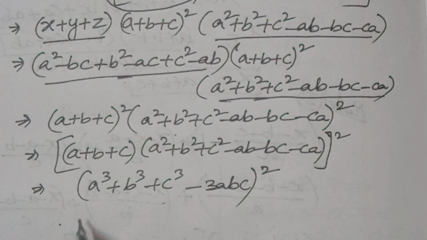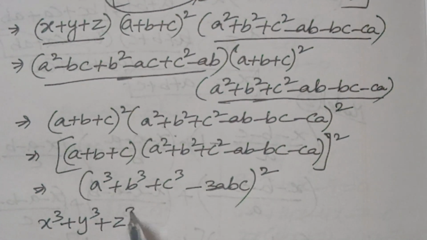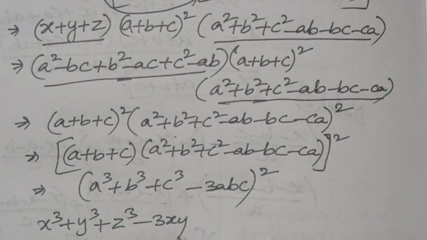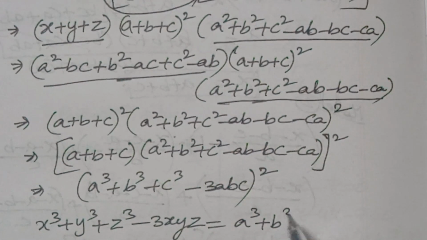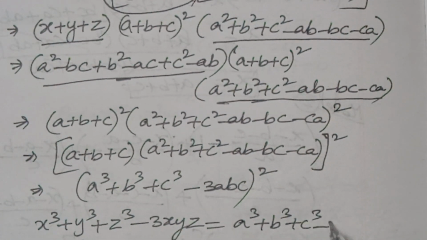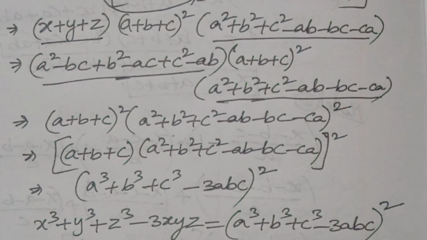So what is the solution you are getting? X cube plus y cube plus z cube minus 3xyz is equal to a cube plus b cube plus c cube minus 3abc whole square you are getting.